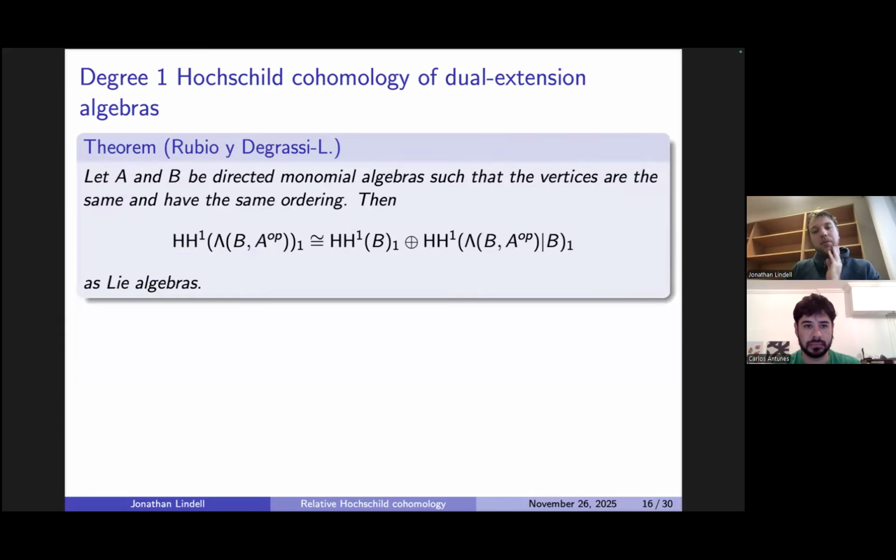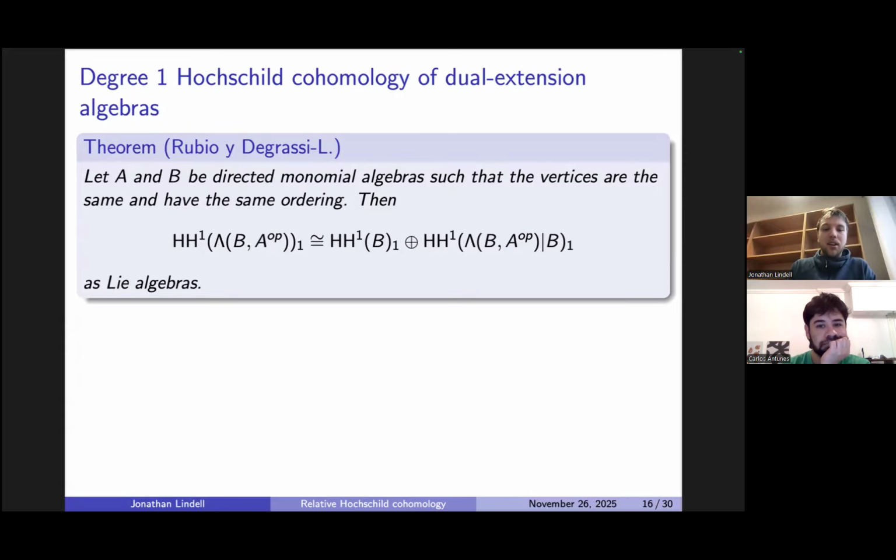And then we managed to show that if we take A and B to be directed monomial algebras, such that the vertices are the same and they have the same ordering. By directed I mean that we have some ordering on the vertices, and we only have arrows going in increasing direction of this order. Then degree 1 of the Hochschild cohomology of the dual extension decomposes as the relative part and the B part, as three elements.